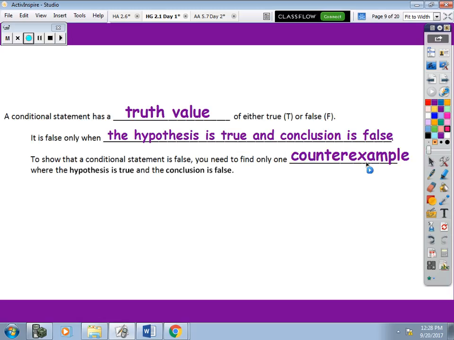To prove that it's false, you only need to find one counterexample. Okay? Counterexample would be that word in honors geometry. But sometimes there are lots of counterexamples. Sometimes there is going to be just one that you'll have to think about. So this is where we'll see a little bit more math.